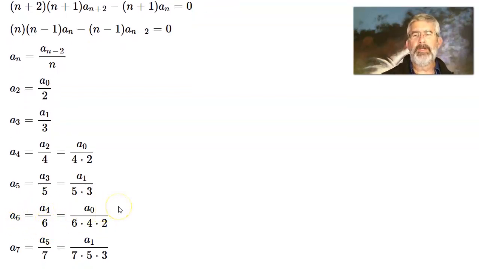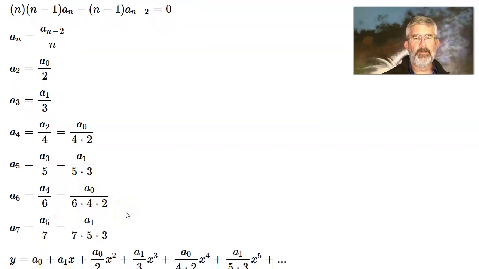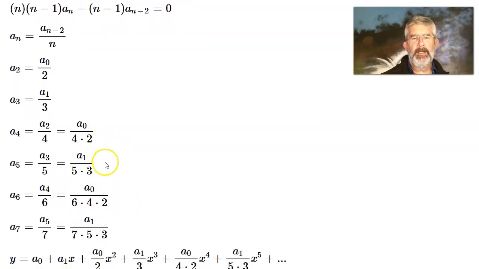I'm going kind of fast here because it's just simple algebra at this point. You just have to be careful not to make little mistakes. But anyway, I can see a pattern here: for the evens, a sub n, if n is even, would be a0 over n times n minus 2 times n minus 4 times all the way down to 2.